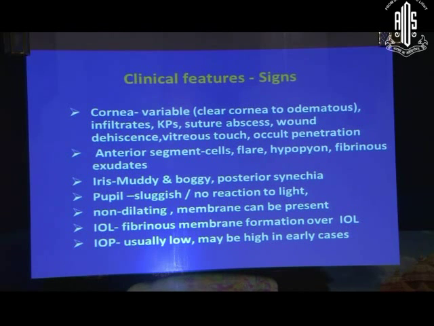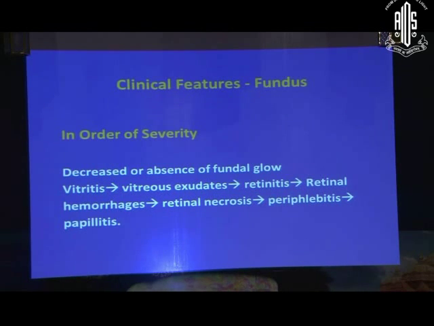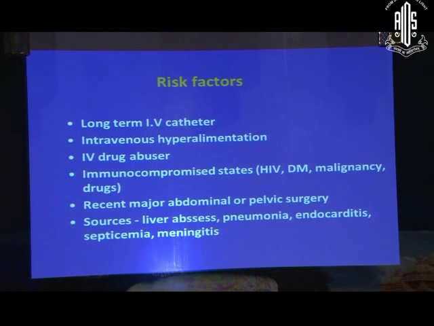Besides this, there is fibrinous exudate in the pupillary area, a non-dilating pupil, and fibrinous membrane formation over the intraocular lens. These are the important points one has to remember. In order of severity, the picture in the fundus in the posterior segment starts with a decreased or absent fundal glow, then inflammation of the vitreous, vitreous exudate, retinitis, retinal hemorrhage, retinal necrosis, periphlebitis and papillitis. This is the course of events in the posterior segment.